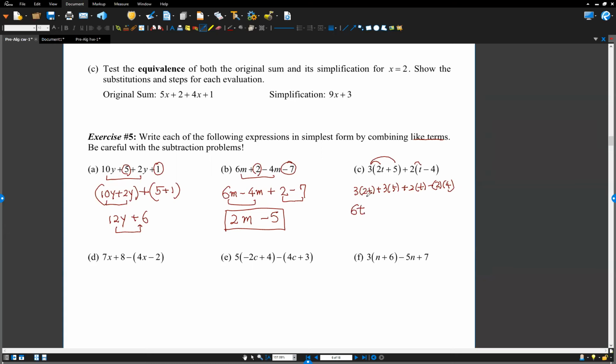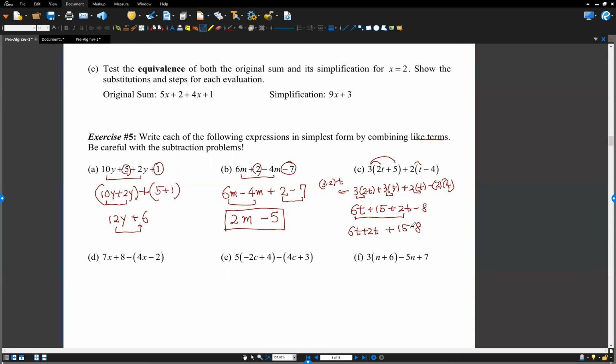Using what? Associative property, right? Actually, you don't have to do this always. 3 times 2 is the first, t is the next. Okay, we just apply associative, we know that, just direct. 6 times 2 is what? 60. 3 times 5 is 15. 2 times t is 2t. Minus 2 times 4 is what? Negative 8. This is like terms combined: 60 plus 2t, and the numbers 15 minus 8.